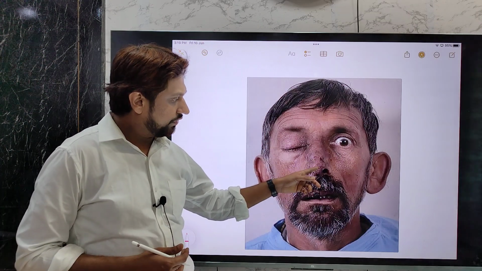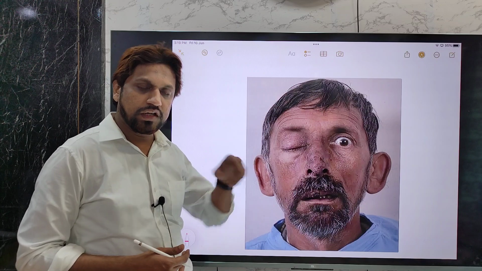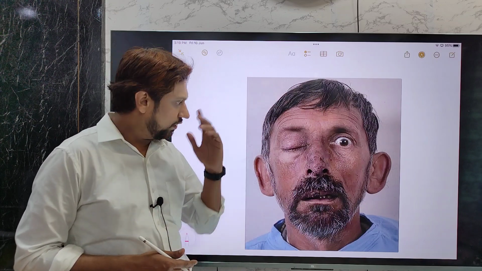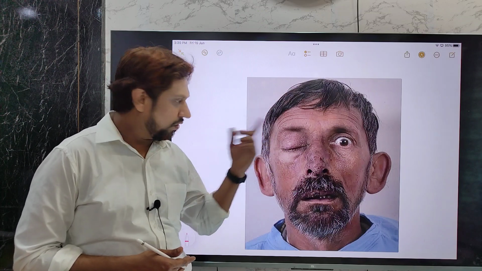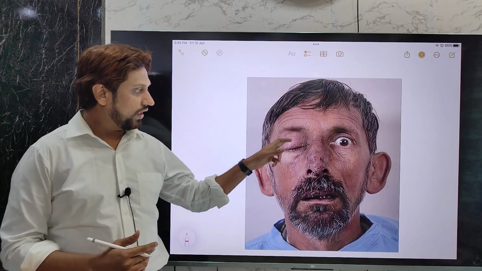So ultimately the infection has drained to the facial vein and went to the cavernous sinus, and there is a thrombosis of the cavernous sinus. The important cranial nerves which I have already described, which maintain the movements of the eyeball and the eyelids, are affected, and there is a ptosis.